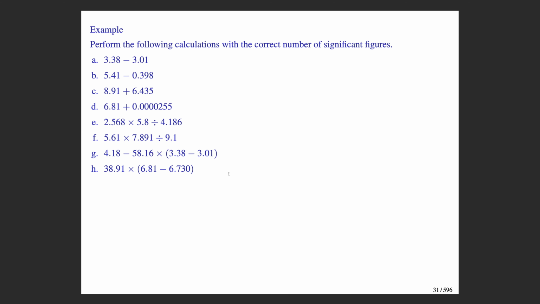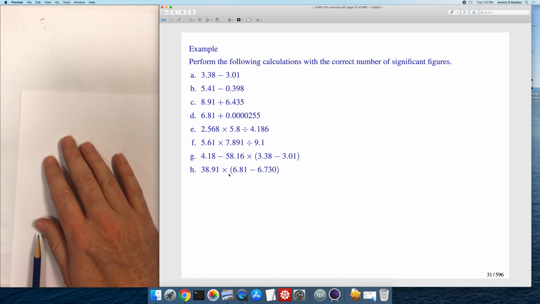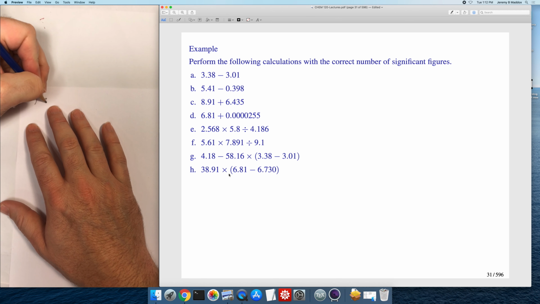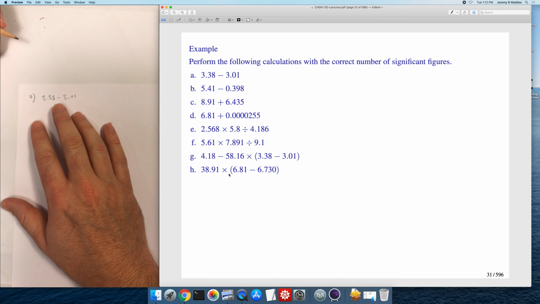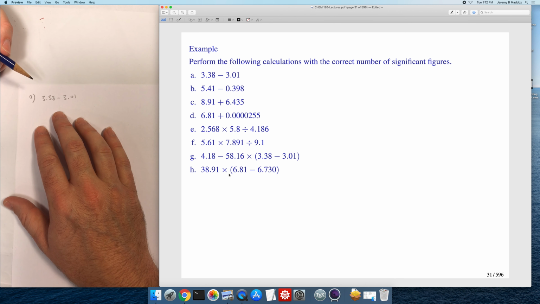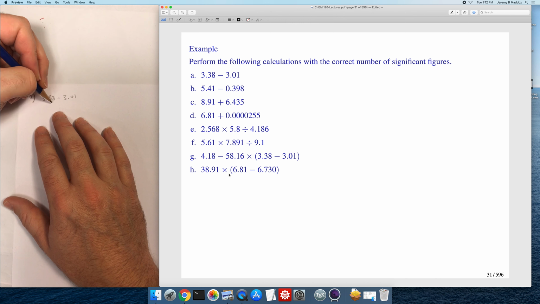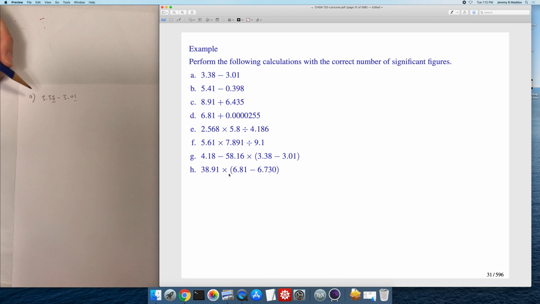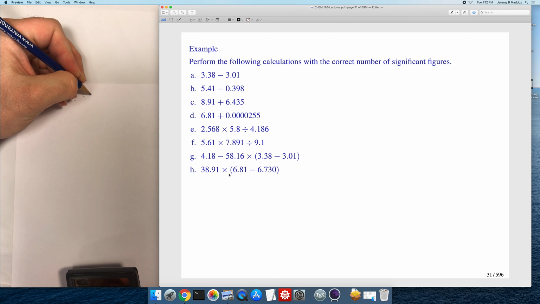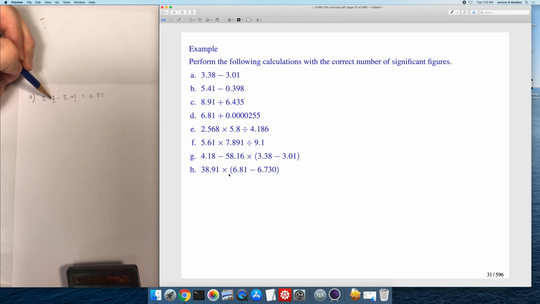So here's some examples for us to try. Okay, so for part A, we've got 3.38 minus 3.01. And so we are adding and subtracting. Okay, so we're not really interested in counting the sig figs per se. What we are interested in doing is counting the decimal places. And so we see that both of these numbers are significant to the hundredths column. And so we'll take our 3.38 minus 3.01. Calculator tells us that it's 0.37. They both have the same number of decimal places, and so we leave this as 0.37.